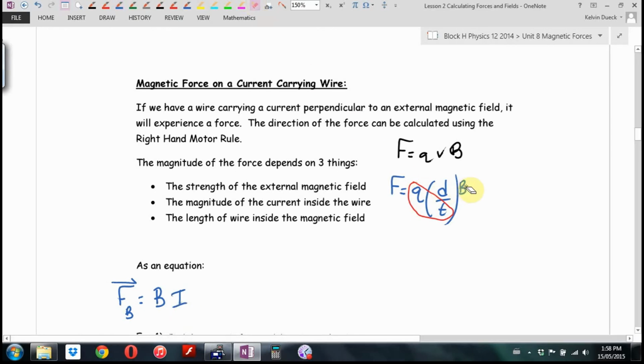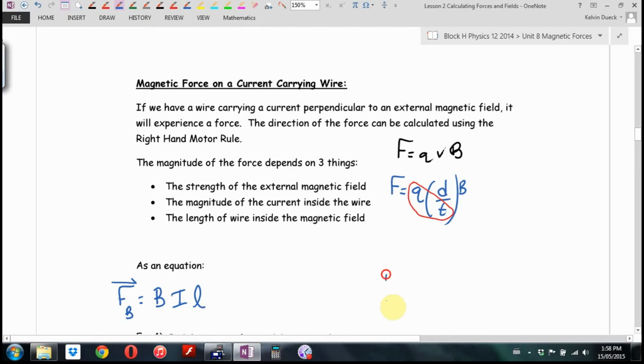Okay, so I used the B, I used the current. Then there's some kind of a distance. It depends on a distance. Which distance? Turns out it depends on the length of the wire. So we use a lowercase l for length. And I always write my lowercase l's as a handwritten L.